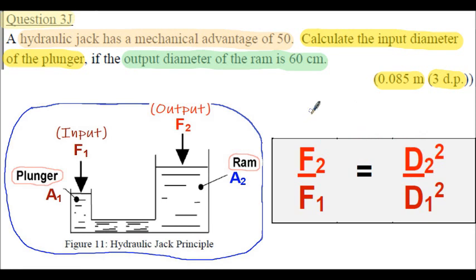Note in this question we're actually given the mechanical advantage. It's 50 to 1. So that's essentially the value of F2 divided by F1, 50. What we have to do in this case is actually find the value of D1. That's this diameter here. Again, I would encourage you to stop the presentation and attempt question 3J, but the full solution is briefly shown on the following slide.